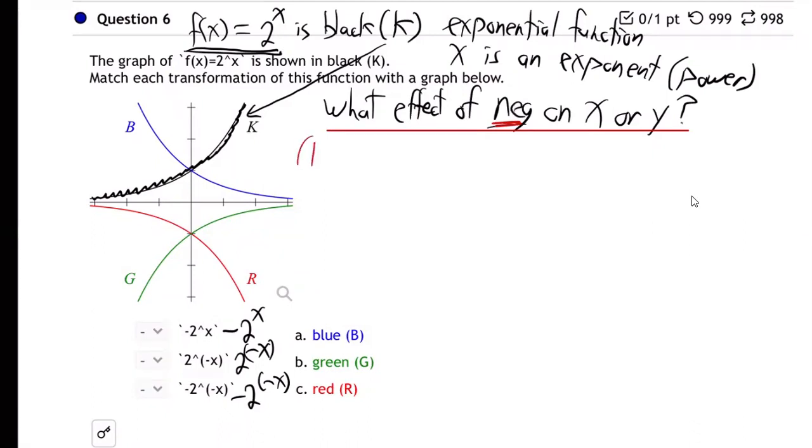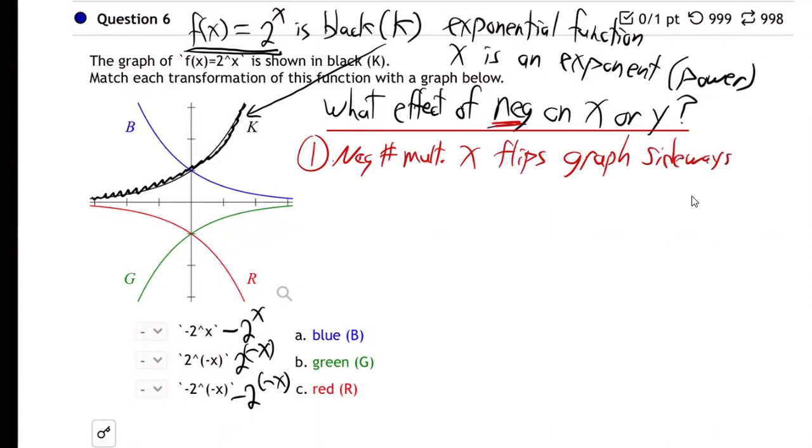Well, let me just write it out for you. Step number 1. A negative on x, well, a negative number multiplying x flips the graph sideways. It flips the graph sideways. And number 2, that would be like y, or that would be 2 to the minus x. That'll flip it sideways.